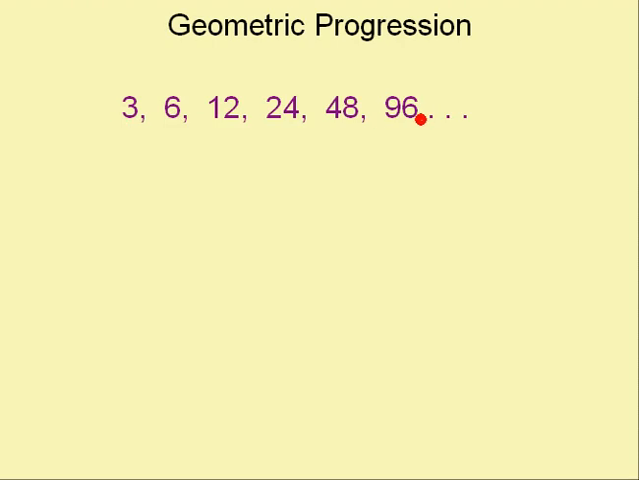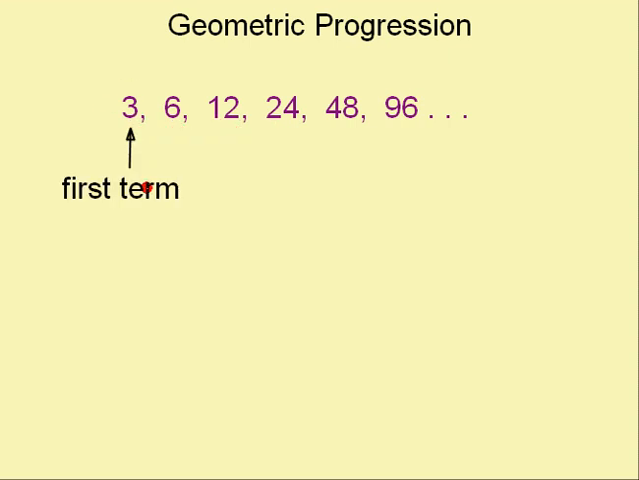This is an example of a geometric progression. It's called a geometric progression because we can't add the same thing every time to get the next number. Instead, we've got to multiply. And on this particular one, we need to multiply by 2 each time to get the next number in the pattern.